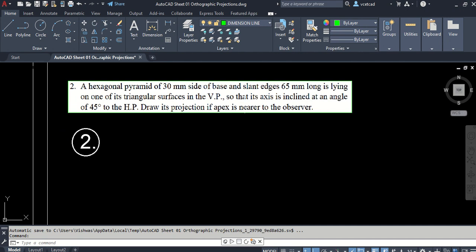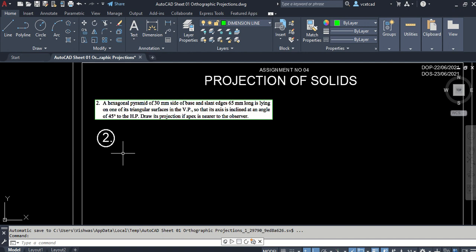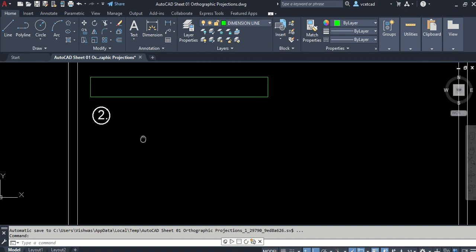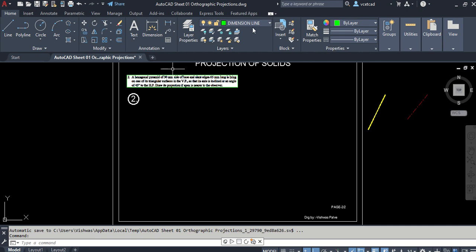So this is a three-stage problem. In the first stage we have to draw the hexagonal pyramid, which is resting on the vertical plane, and in the second stage it will be resting on its triangular face. In the first stage we draw it in the normal condition, resting on its base on VP, and in the second stage we will tilt it so that it rests on one of its triangular faces, and in the third stage the angle given with HP, 45 degrees, is applied. So let us start with the problem.